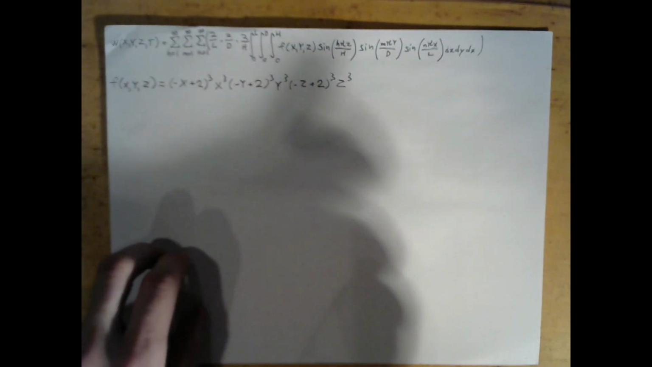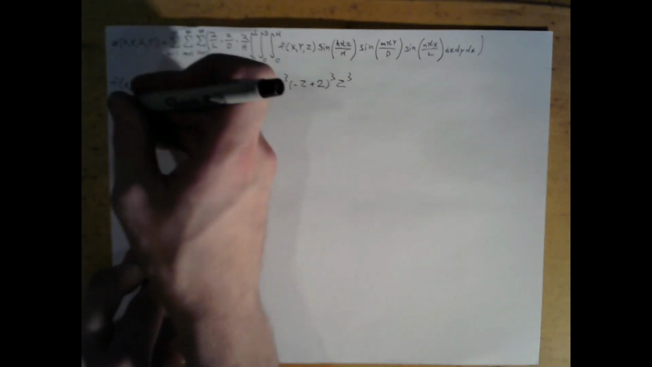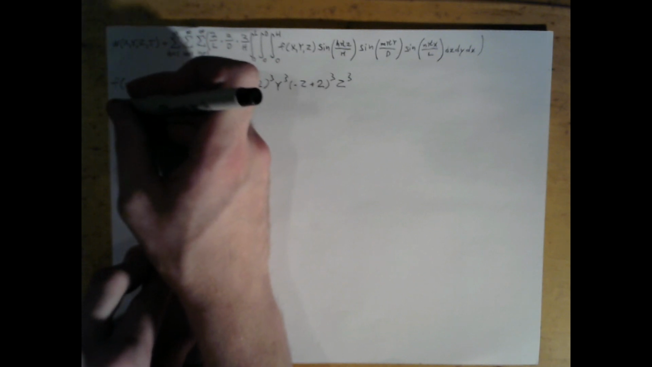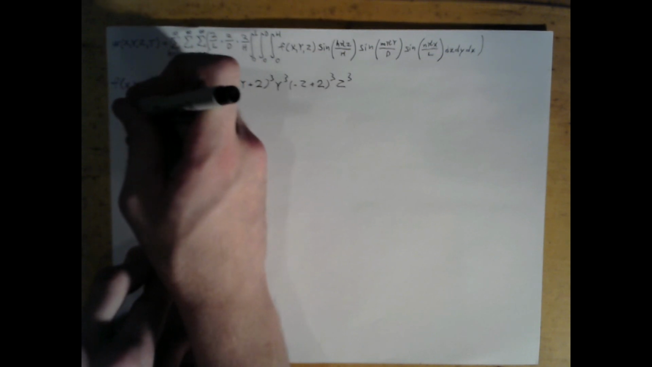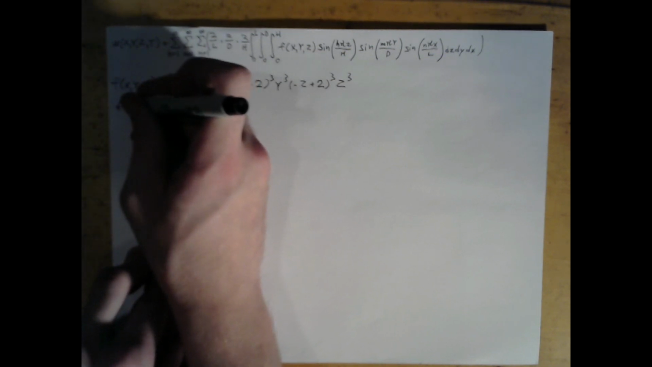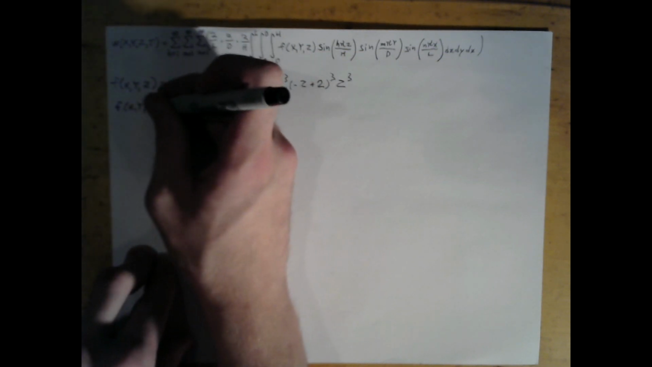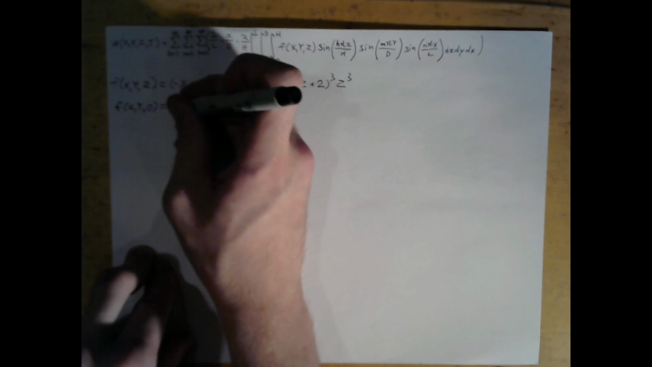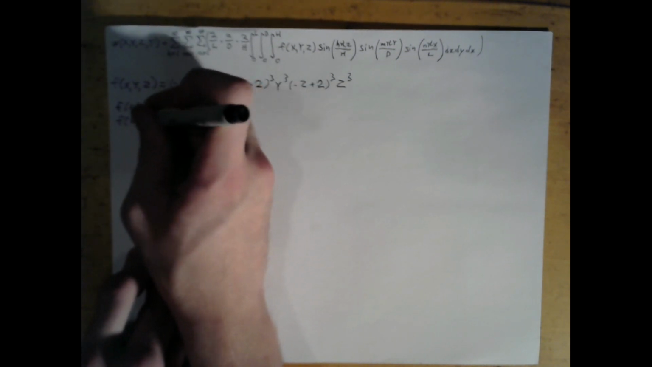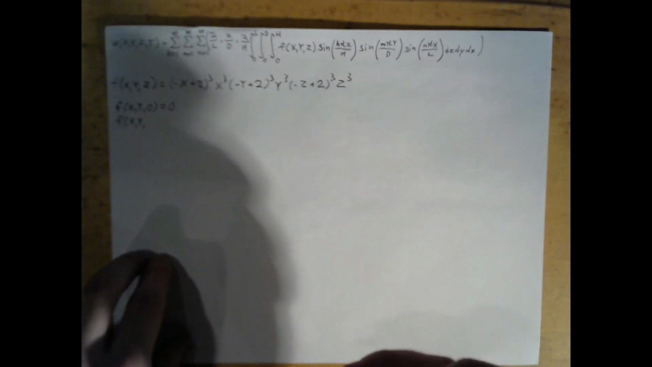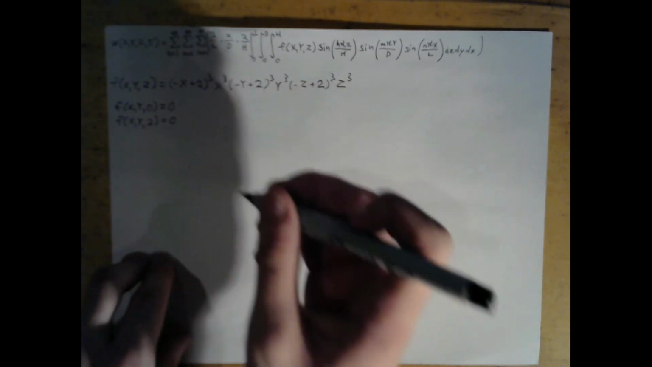All right, so that's going to be our function, and we're going to give some simple, kind of pseudo Dirichlet conditions. Let's say, whoa, my marker's dying. Okay, f of x, y, 0 is equal to 0, f of x, y, and h, and in this case we're going to call h 2, equals 0.